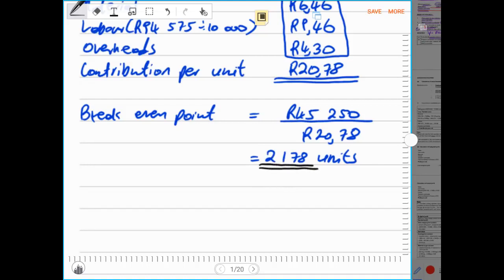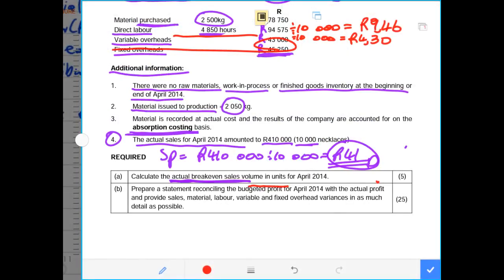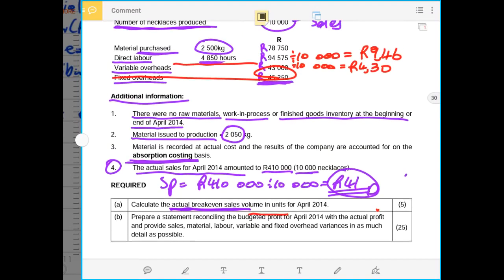Whenever you see break-even point, check if it is in units. If it's break-even volume in units, you stop here. If it's sales value, then you have to multiply this by the selling price. So we are done with the first requirement, which is out of 5 marks.